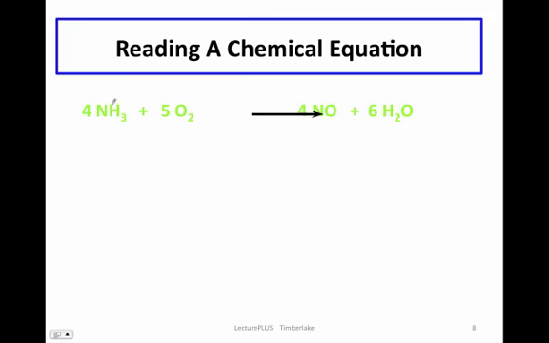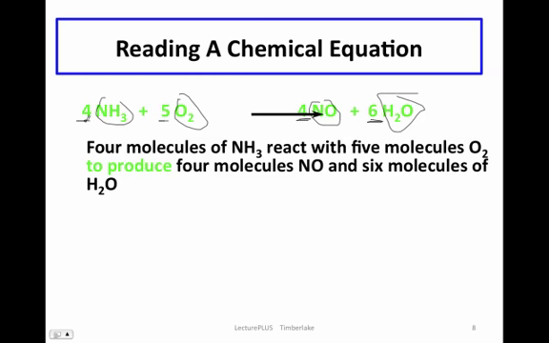Here's another one. Ammonia, NH3, plus oxygen produces NO, so nitrogen monoxide, and water. But what about these things? We've talked about these before, 5, 4, etc. What do they mean in a chemical reaction? Well, they stand for the number of molecules of substances reacting. So 4 molecules of ammonia reacts with 5 molecules of oxygen to produce 4 molecules of nitrogen monoxide and 6 molecules of water.